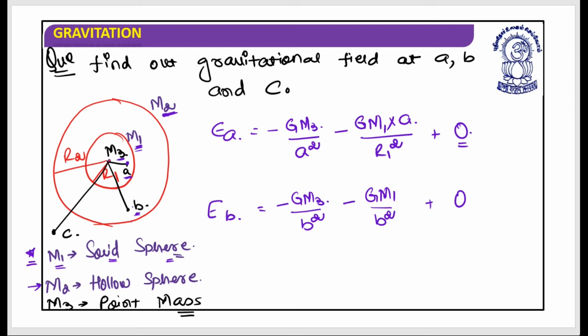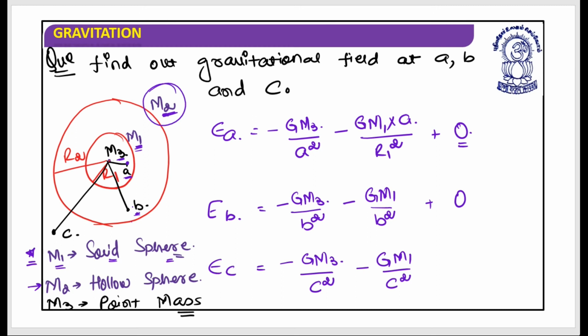Are you sure? Great. Now, gravitational field at point C, what would it be? For the M3 mass, it's equal to minus of G M3 divided by C square. Gravitational field at point C, it's minus of G into M3 divided by C square. Let's write it down for the mass M1. What would it be? For the mass M1, this is minus of G M1 divided by C square.